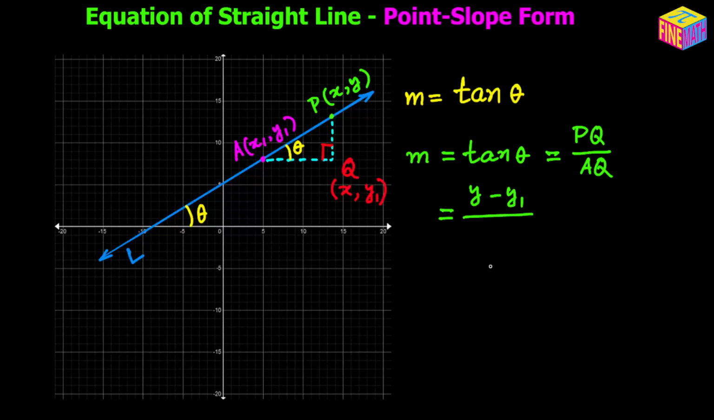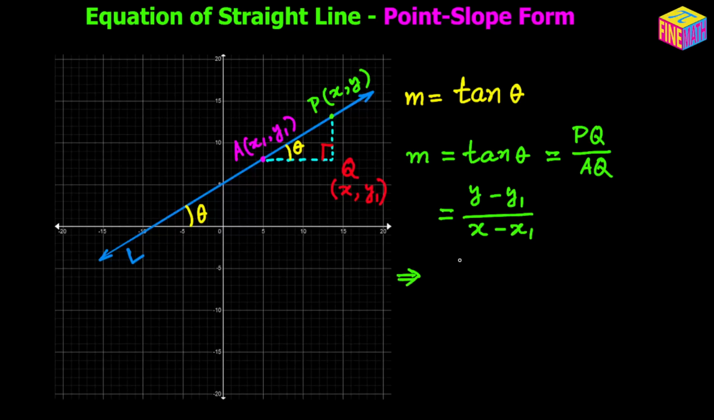Well, AQ is the distance which would be the difference between the x coordinate of Q and A. So what would be the x coordinate of Q? Well, that is x. And what is the x coordinate of A? That is x sub 1. So from here, what do we get then?